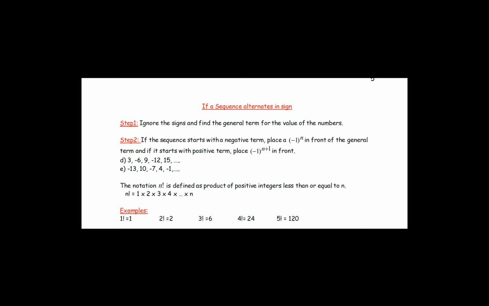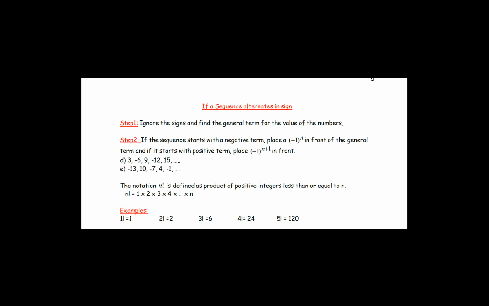You find the common difference, so 6 minus 3 equals 3. Now the general term would be a_n equals 3 plus (n minus 1) times 3, or a_n equals 3n. But now since the signs change, you put negative 1 raised to n plus 1 in front of the sequence. So now the formula is a_n equals negative 1 raised to n plus 1 times 3n.